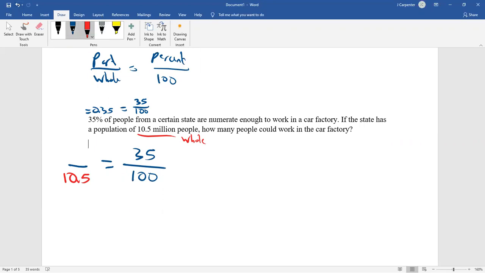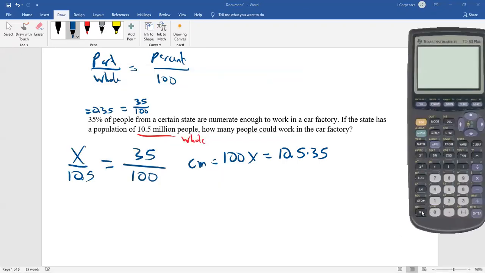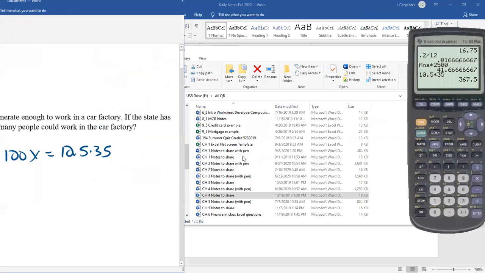Then the top, we have no idea what it is, so that's our X. So we cross multiply, which says we take the 100 times the X equals to the 10.5 times the 35. We're going to pull out our calculator to do that. Save ourselves some time. 10.5 times 35, and we get 367.5.